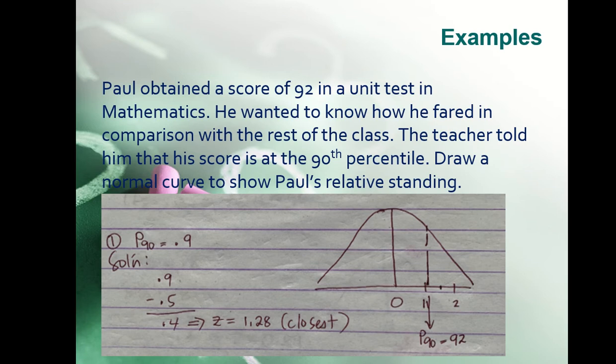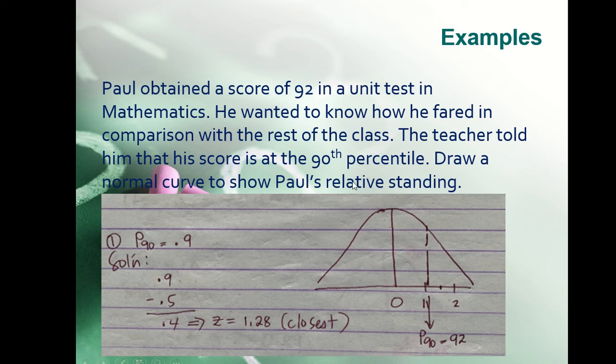So let us take the first example. Paul obtained a score of 92 in a unit test in mathematics, and he wanted to know how he fared in comparison with the rest of the class. But the teacher told him that his score is at the 90th percentile. So, draw a normal curve to show Paul's relative standing. So, 92 yung score niya at ang 92 na yon ay makikita sa 90th percentile.